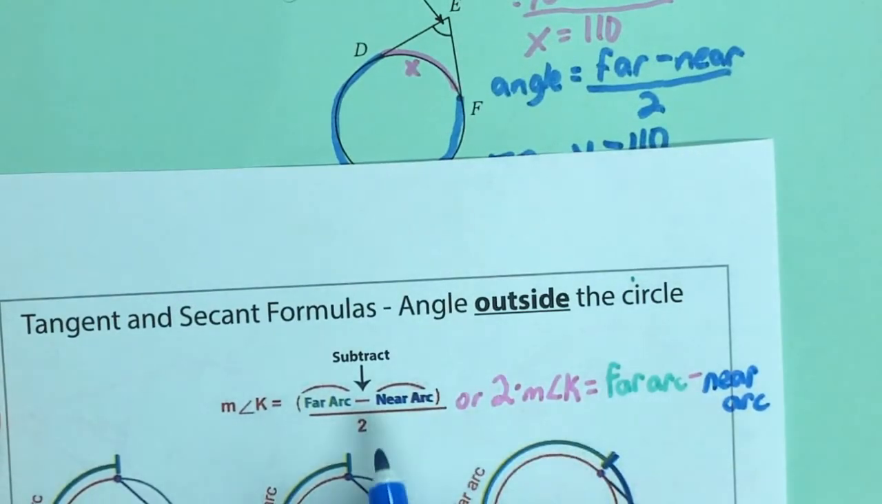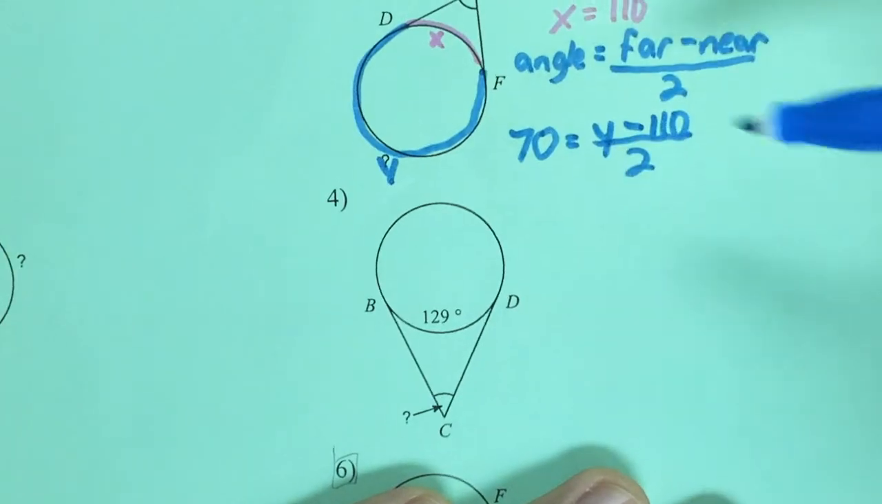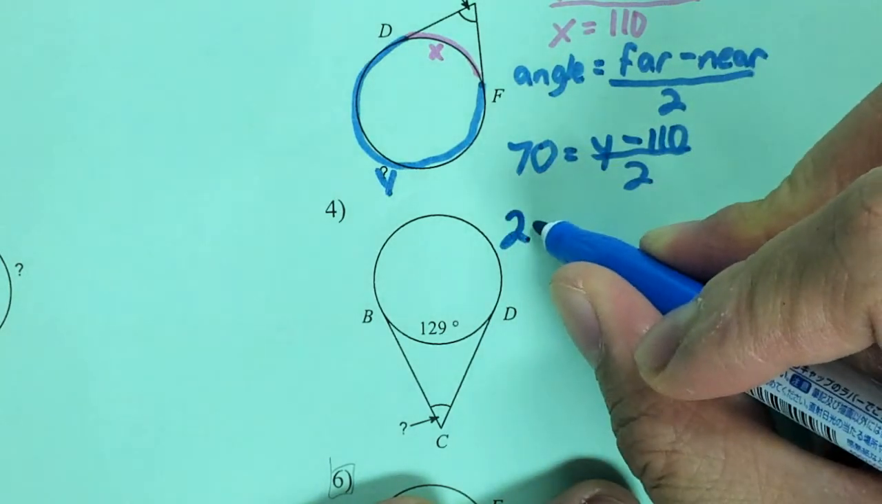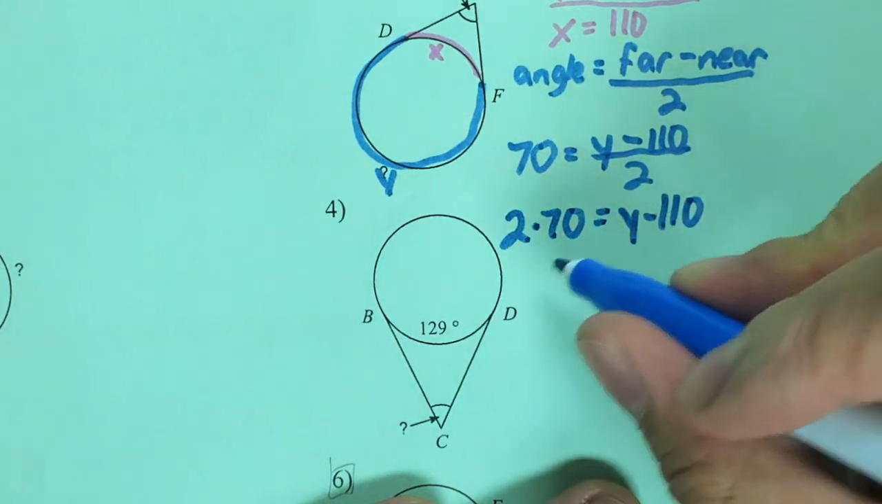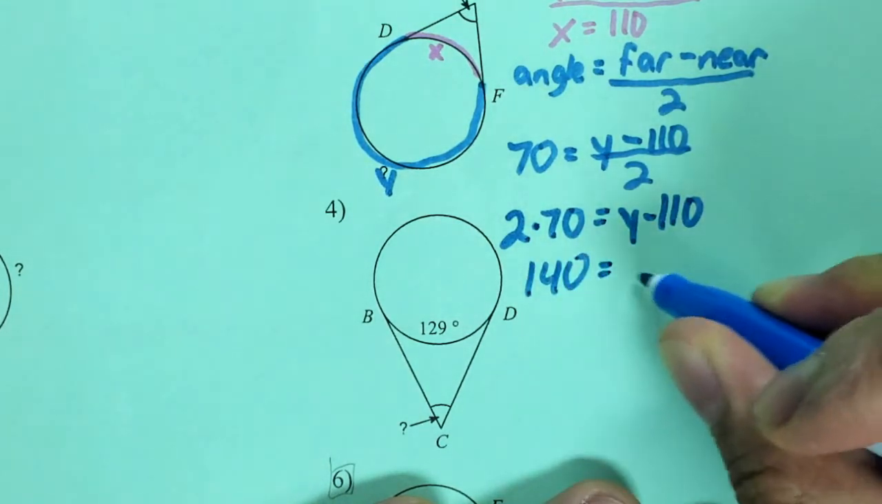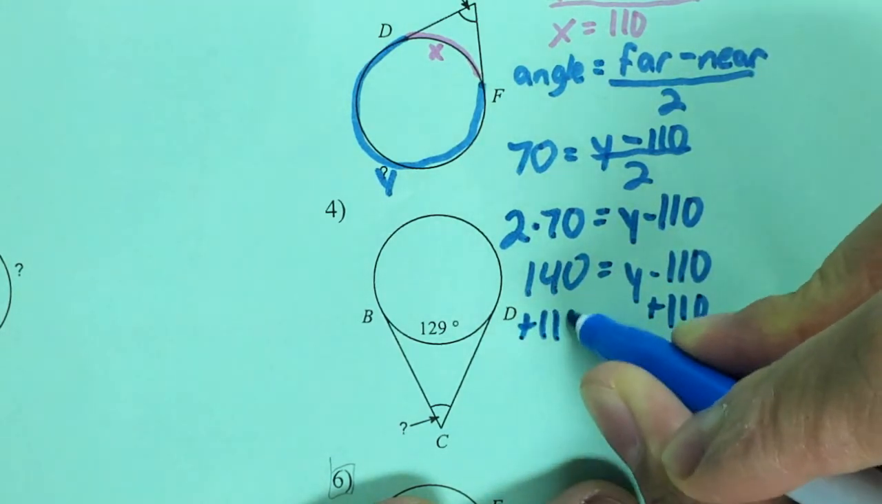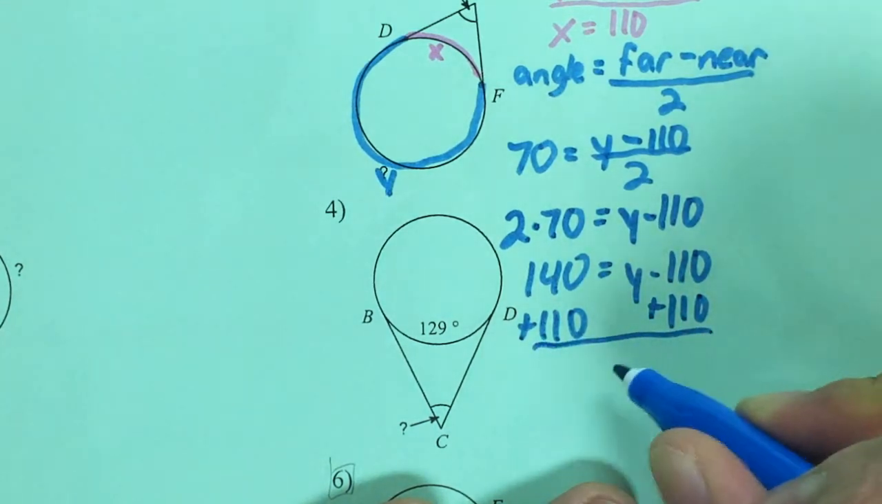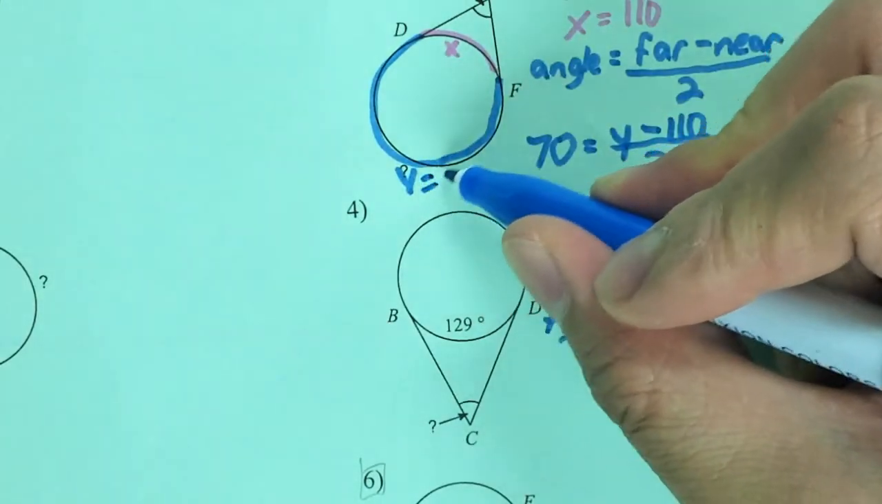In one of our formulas over here, we mentioned that dividing by 2 on this side is the same as multiplying by 2 on the other side. And really mathematically you get that by multiplying both sides by 2. So we have 2 times 70 equals y minus 110. Continuing on, 140 equals y minus 110. Add 110 to both sides, and we get y equals 250 degrees. So this is 250.